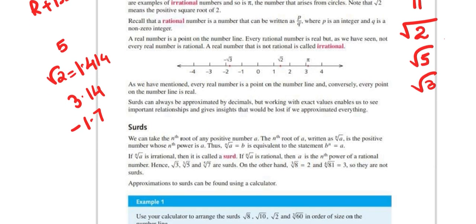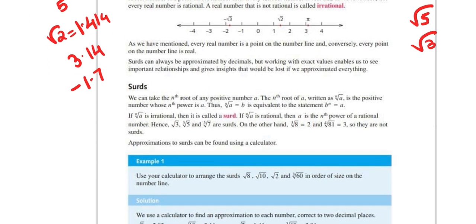The next one is surds, which is very important. The nth root of a is a symbol for writing, and it is the same as a raised to 1 by n. Here it is the reciprocal. The nth root of a is equal to a raised to 1 by n.